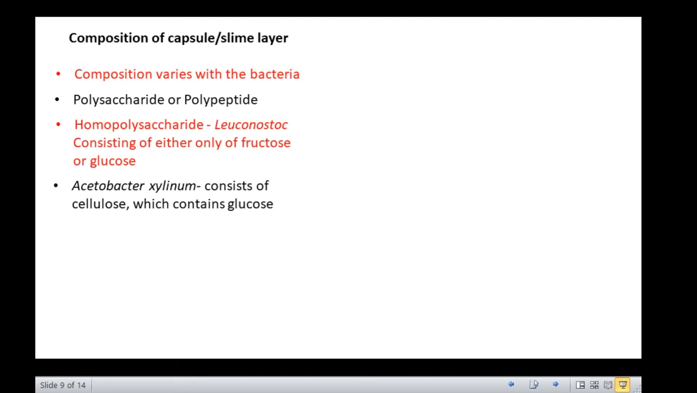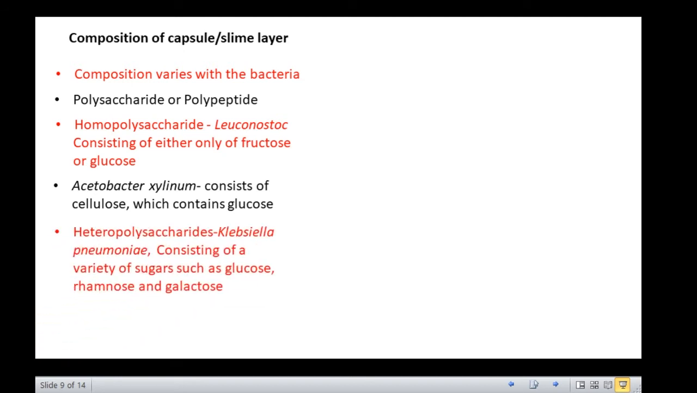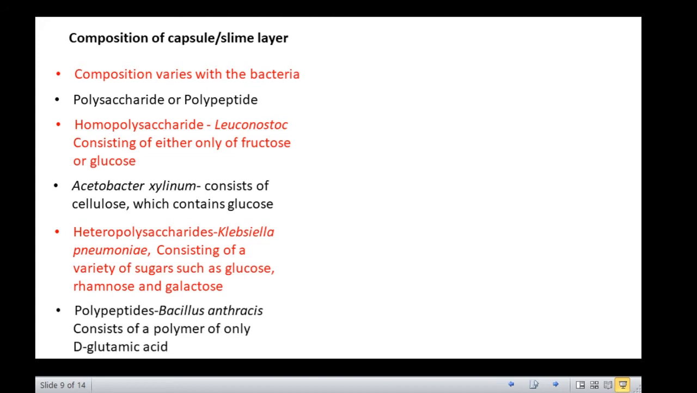On the other hand, the capsules of Klebsiella pneumoniae have heteropolysaccharides consisting of a variety of sugars such as glucose, rhamnose, galactose, and sugar derivatives. In Bacillus anthracis, the capsule consists of a polymer of only D-glutamic acid, while in some other bacilli, it may be a polymer of both D and L glutamic acid.